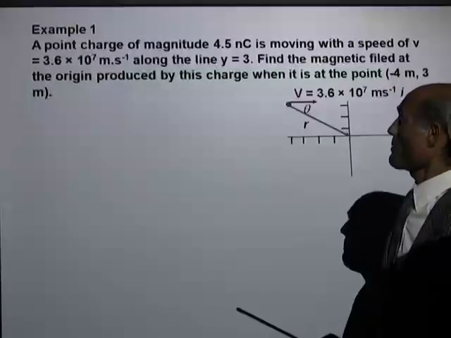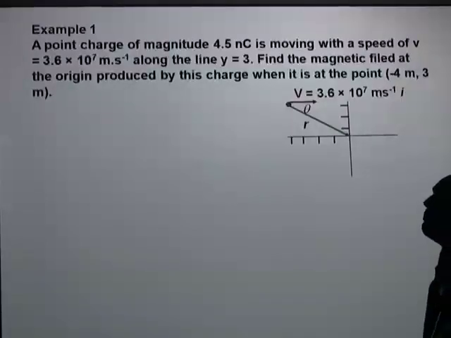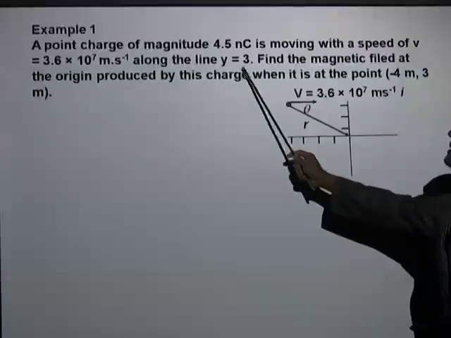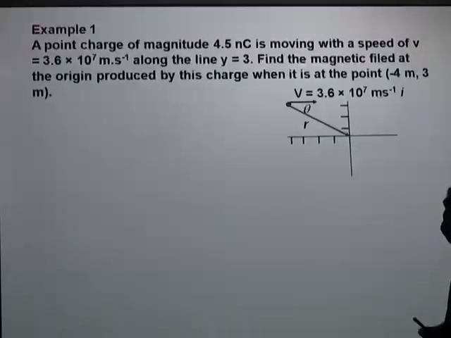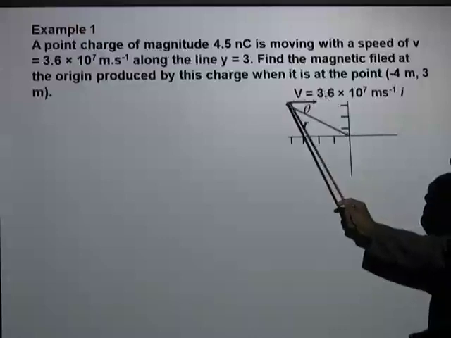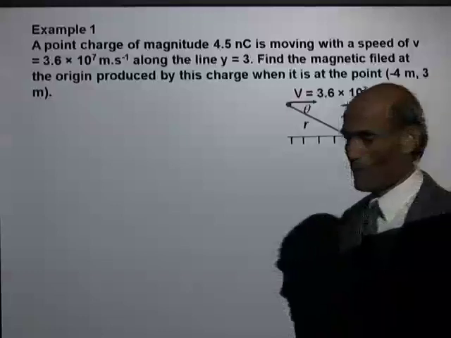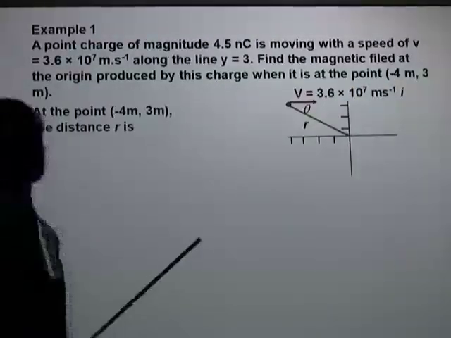Let's solve a simple problem. A point charge of magnitude 4.5 nanocoulomb is moving with a speed of V equal to 3.6 times 10 to the 7 meter per second along the line y equal to 3. Along that line, find the magnetic field at the origin produced by this charge when it is at the point negative 4, 3. Well, we have actually everything that we need to do this problem.